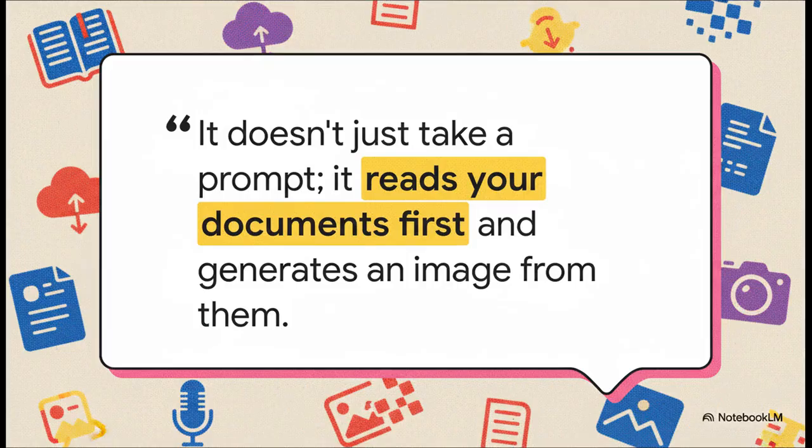Here's the key difference. Nano Banana is what they call source-grounded. This is so important. It doesn't just take your prompt and go search the internet. First, it reads your documents. It understands them. So you could literally say, create an image of the main character from my book manuscript, and it will generate a picture based on the descriptions you actually wrote in your text. It's grounded in your reality.